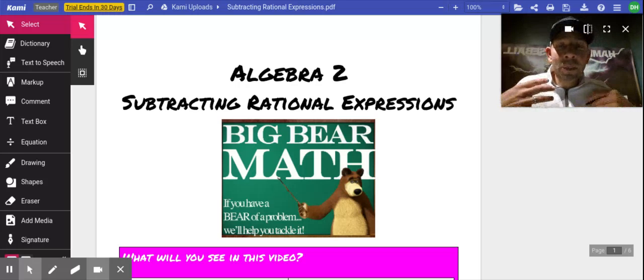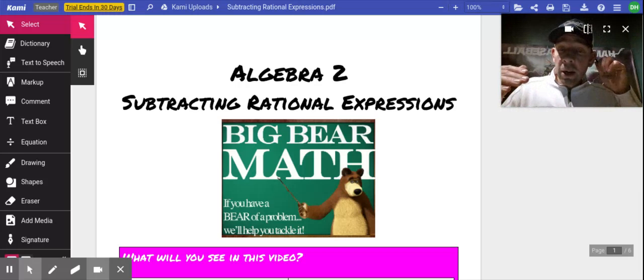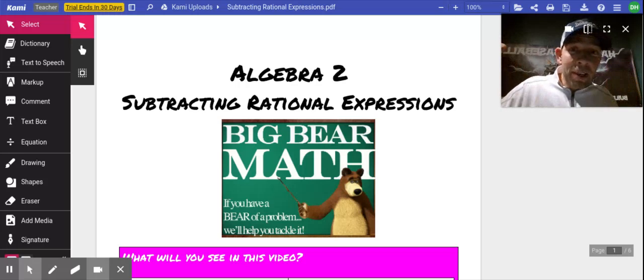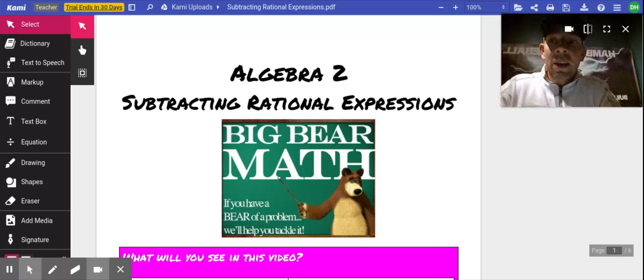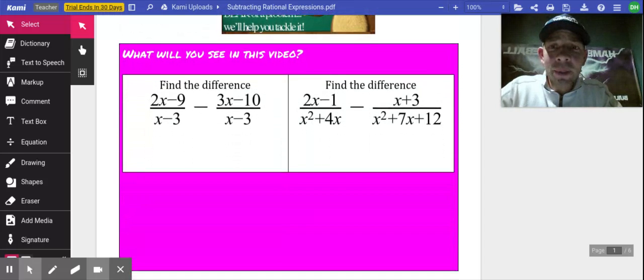But I think you're going to see your confidence level go from a 5 to a 7, or maybe from a 6 to an 8, on a scale of 1 to 10, as far as finding that common denominator and manipulating these fractions. So what are we getting into today?